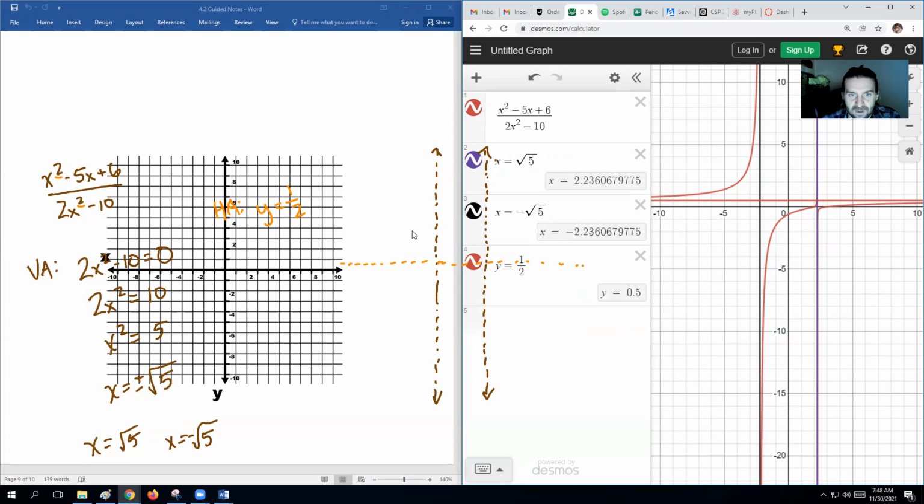Looks like the graph starts low, goes up. It starts at the bottom, does a wiggle, and goes up. And then the bottom starts down, goes over there.